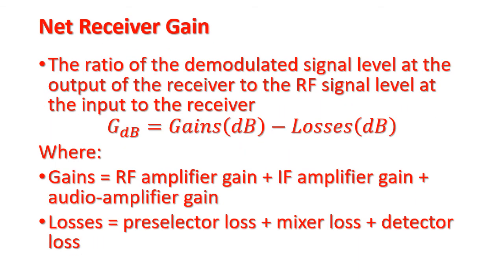Net receiver gain. It is the ratio of the demodulated signal level at the output of the receiver to the RF signal level at the input of the receiver. The formula for this is the gains in decibels minus the losses in decibels. The gains can be seen in the RF amplifier, IF amplifier, and audio amplifier, and the losses are present in all other parts of the circuit like the preselector, mixer, and detector.